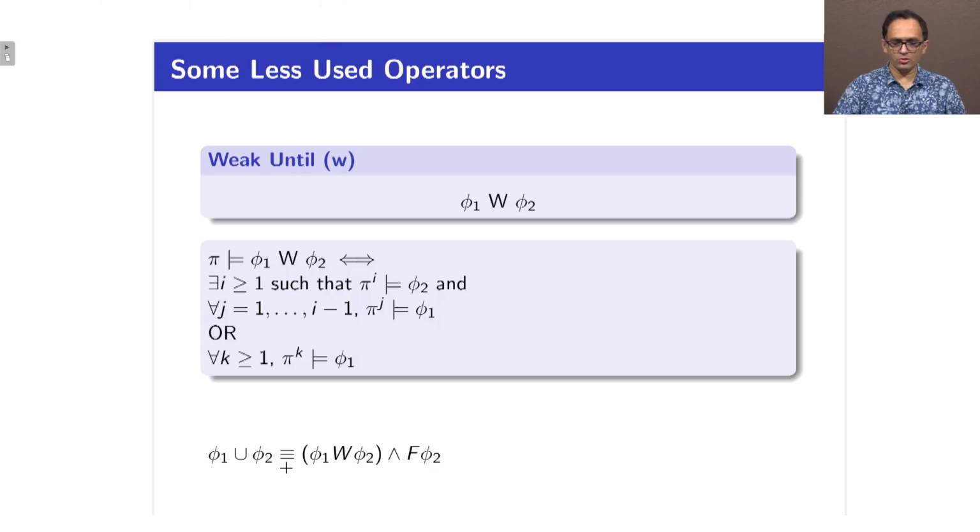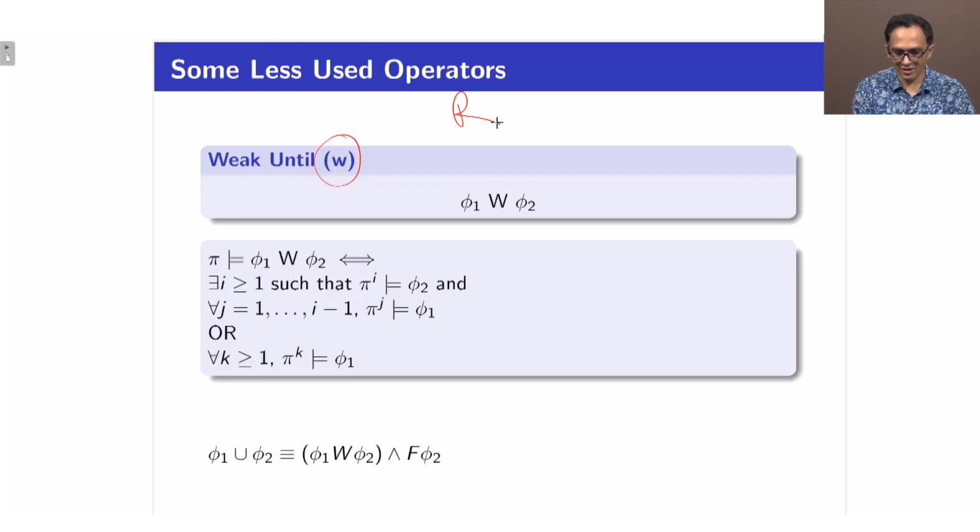Let's move on. There are two more operators I will quickly introduce: weak until and release. These are less used operators in LTL, but we should know what they mean. Weak until is a weaker version of the until operator.